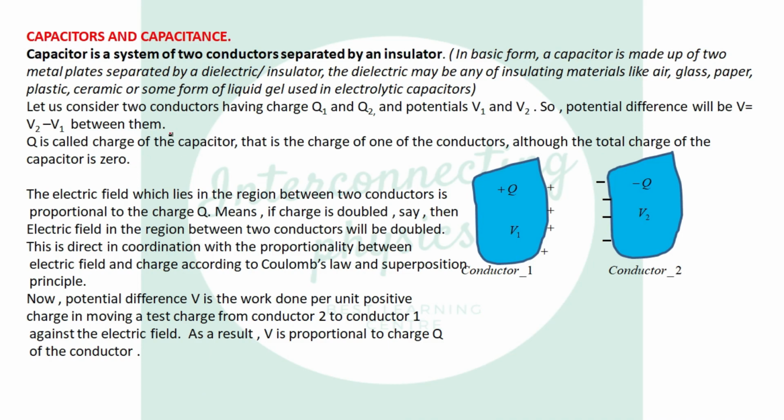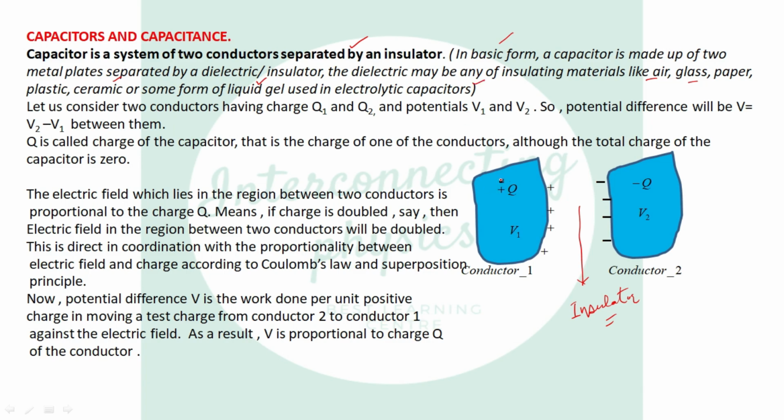So what is a capacitor? A capacitor is a system of two conductors separated by some insulating medium. Let us suppose we have two conductors, conductor 1 and conductor 2, separated by some insulator, or we can say dielectric. In basic form, a capacitor is made up of two metal plates separated by a dielectric or insulator. The dielectric, the intervening medium, may be any of the insulating materials like air, glass, paper, plastic, ceramic, or some form of liquid gel basically used in electrolytic capacitors.